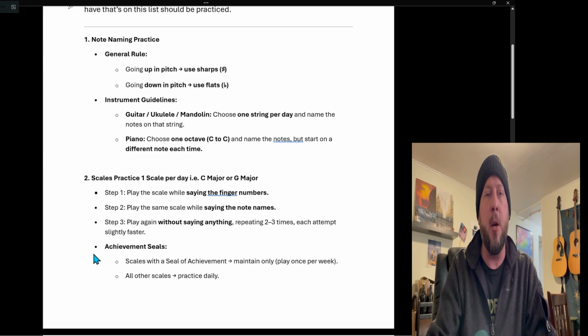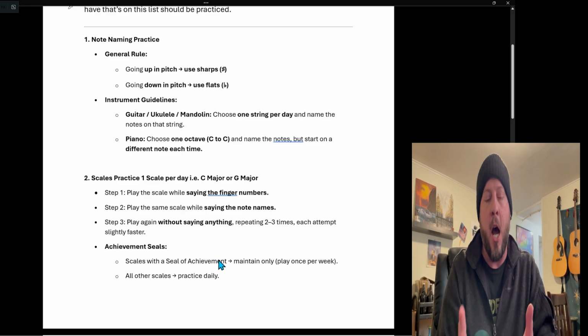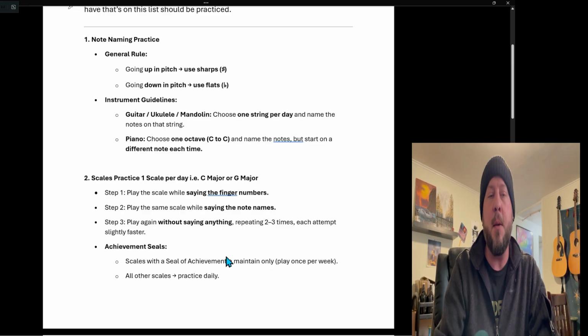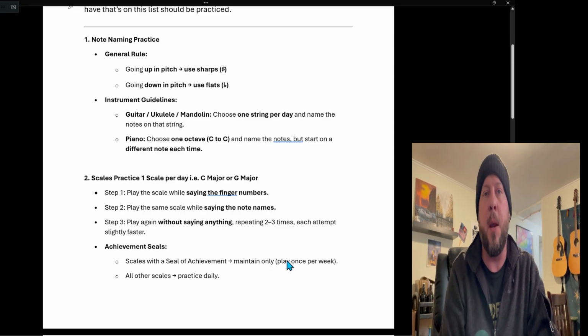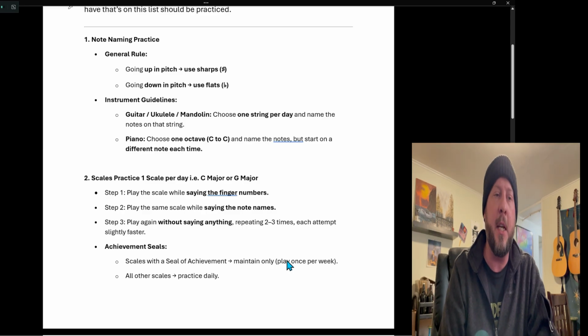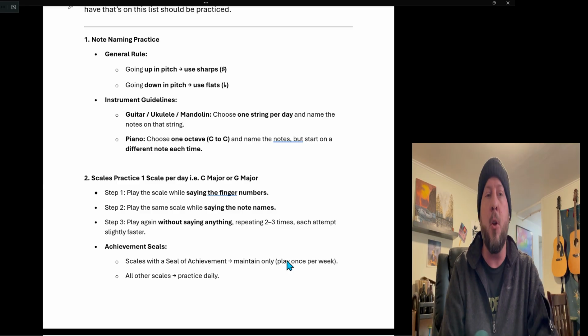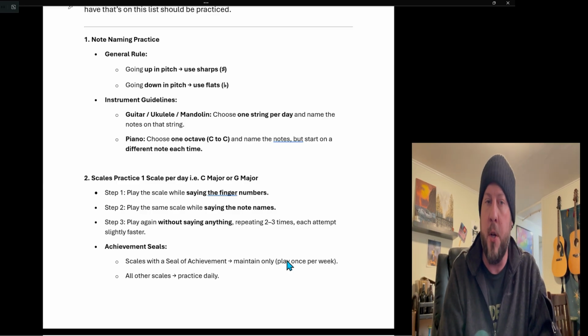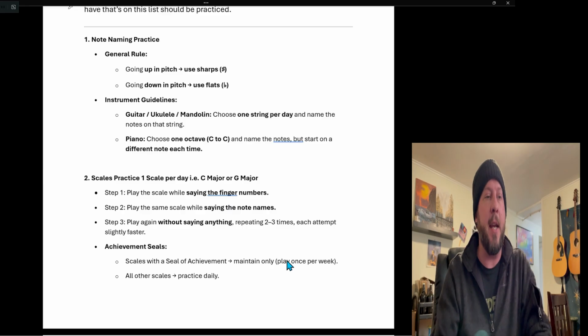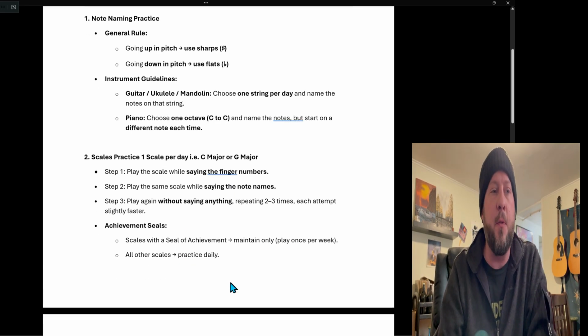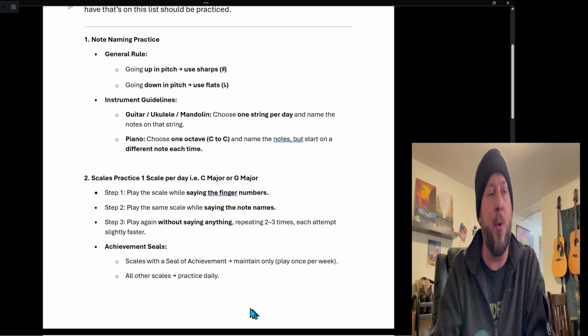And a little note here before we take a closer look: if any of your scales get a sticker on it, like a star or a seal of achievement, you just need to maintain those ones by playing them at least maybe once per week, right? Just kind of revisiting them to make sure that they stay fresh in your mind. If you feel like you need more, when you do play it and you're like, oh man, I didn't play very well on that one, then maybe look at playing it twice per week, right? Whatever you need to do to help maintain that. And then all other scales, of course, we're looking at practicing those daily, okay?